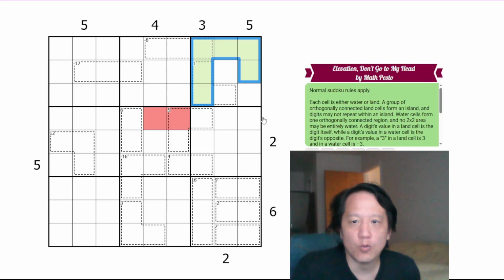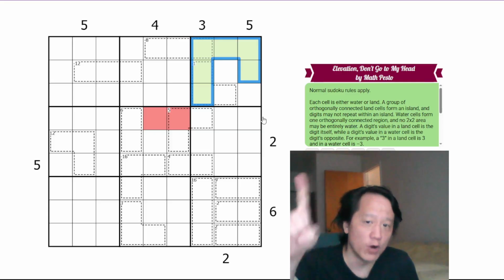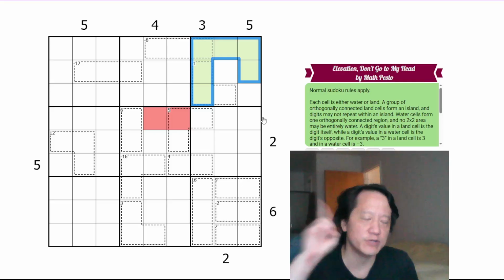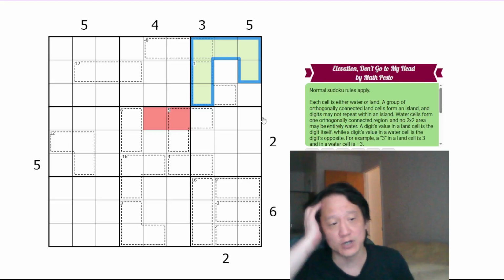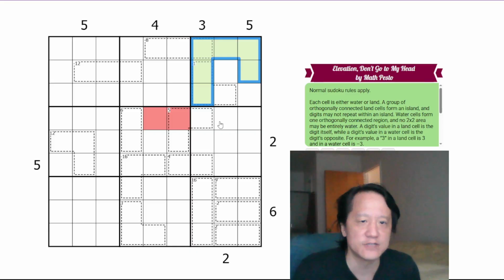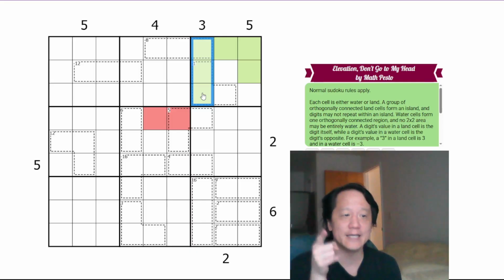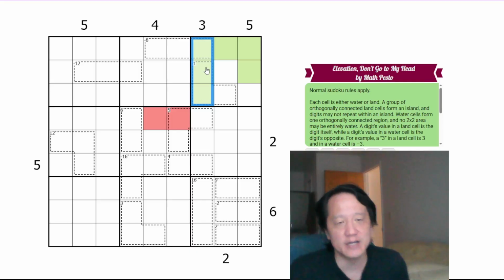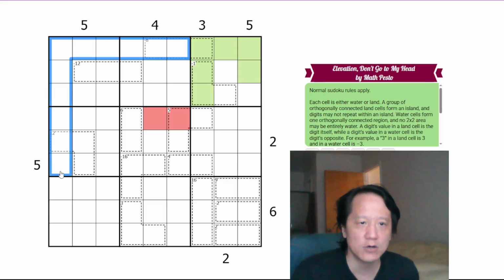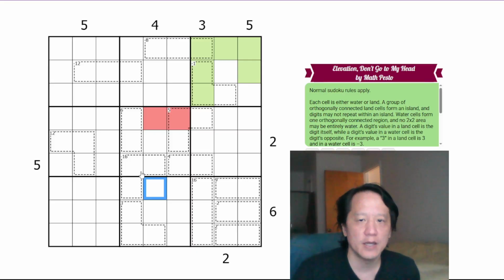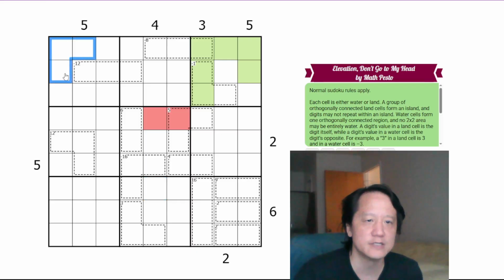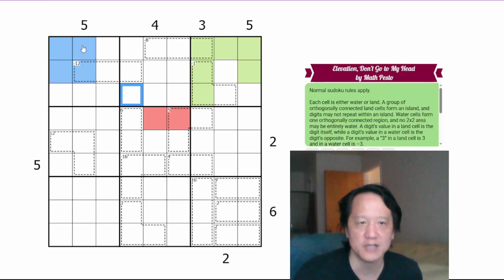Also, water cells form one orthogonally connected region. That means you can go from any water cell to any other water cell just by going through edges, all while staying within the water region. And we also know no 2x2 area may be entirely water. So it is not valid to have this all be water.